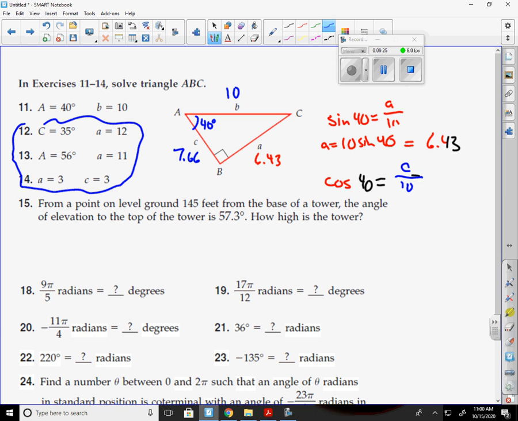Number 15, from a point on level ground 145 feet from the base of a tower, the angle of elevation to the top of the tower is 57.3 degrees. Sometimes it's going to help you to draw a triangle.